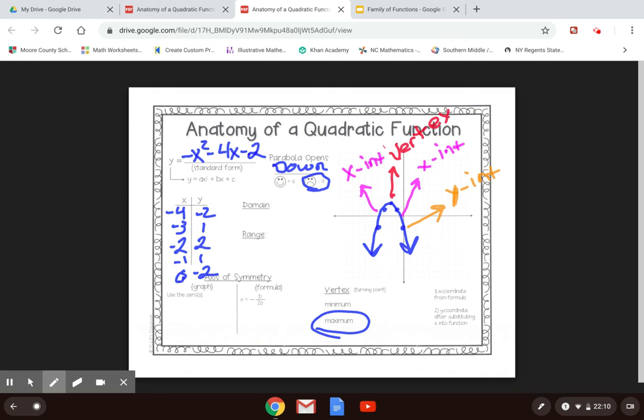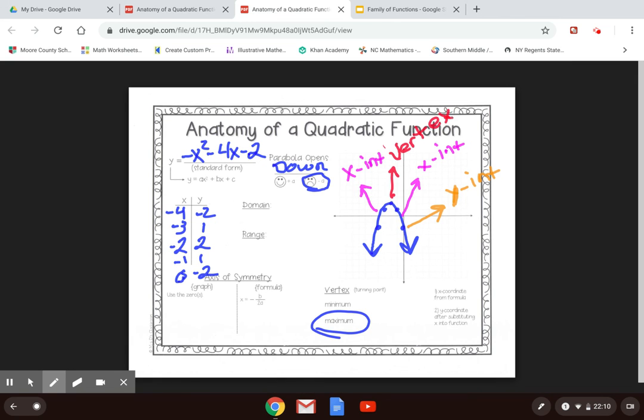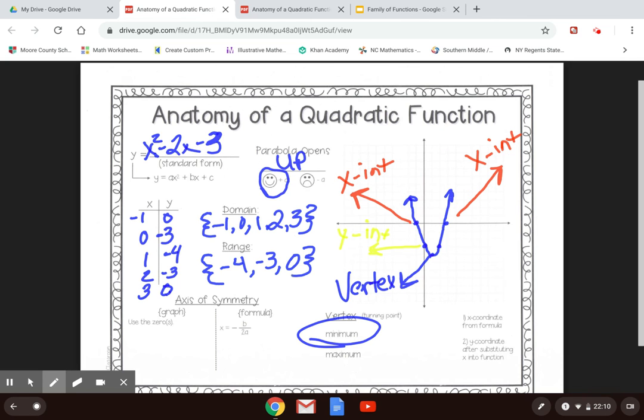All right. So this is everything about the anatomy of a quadratic function. So what we looked at today is where a quadratic function is used, what the standard form of a quadratic function is, that when a parabola has a positive a value, it's going to open upward like this one. When it has a negative a value, it's going to open downward like this one. When it opens downward, the vertex or the turning point is a maximum. And when it opens upward, the vertex or the turning point is going to be a minimum.